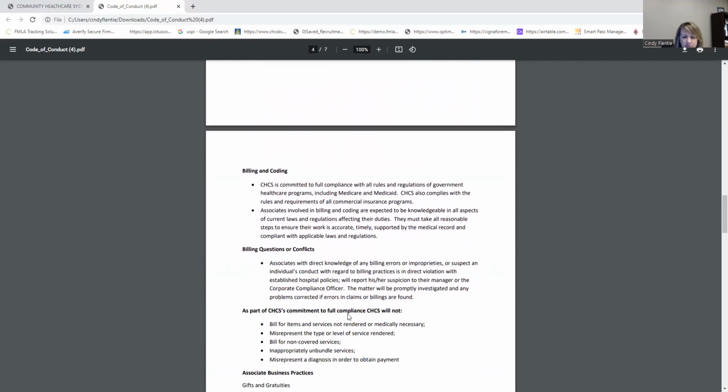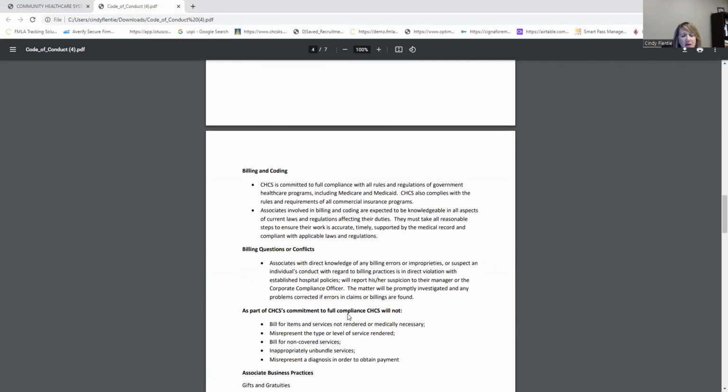Billing and coding. This is making sure we have the right procedures in place to do accurate coding. And in the past, we've talked about what the difference between abuse and fraud would be under billing and coding.